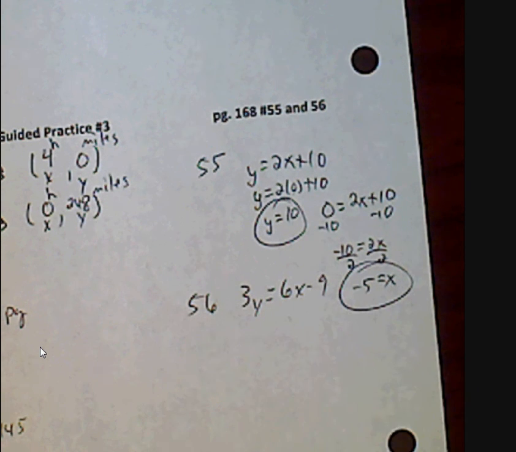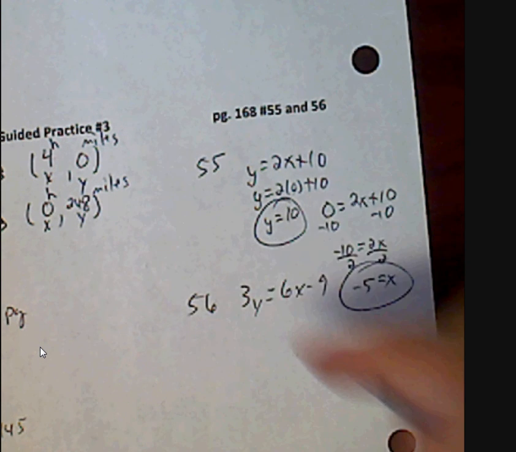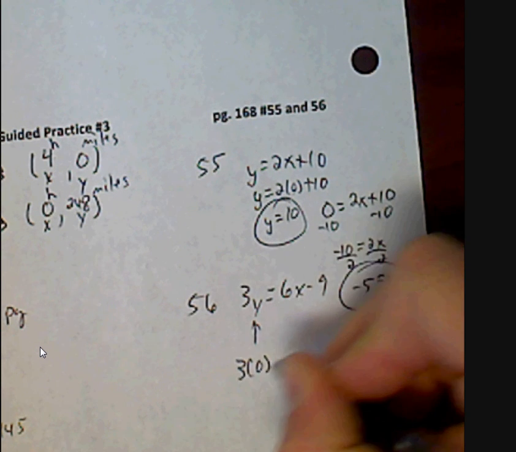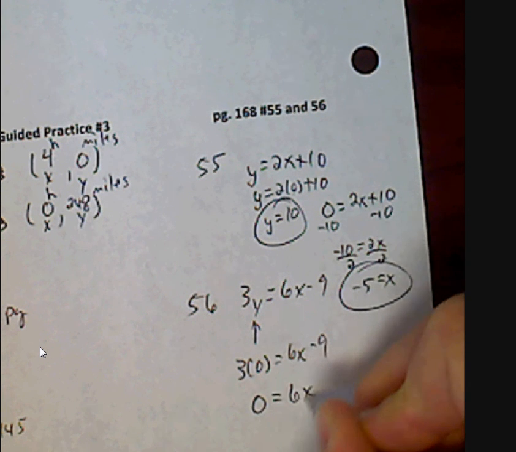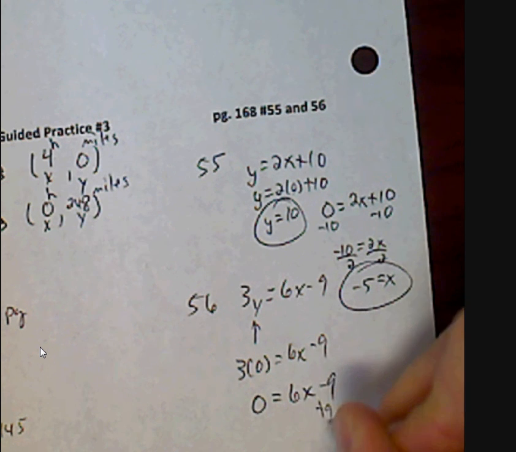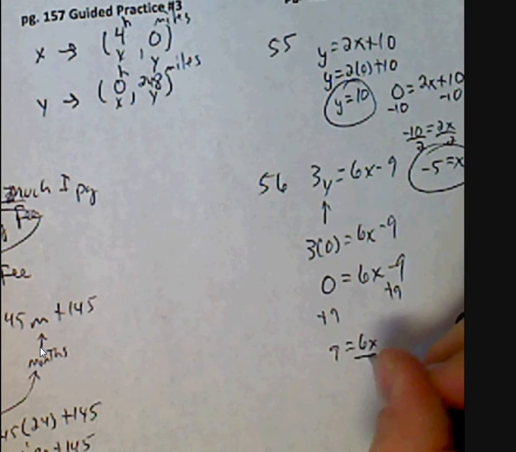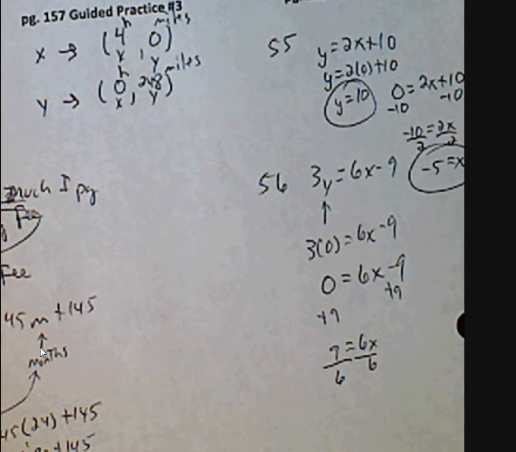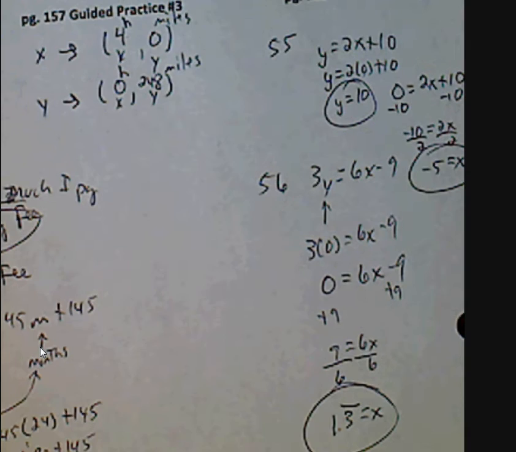Same thing for 56. Go ahead and pause the video and try if you haven't done 56 based off of what I just taught you. So if I plug in 0 for y, I get 3 times 0 equals 6x minus 9. This becomes 0 equals 6x minus 9. I would add 9 to both sides, so 9 equals 6x. Divide by 6. 9 divided by 6 would give me 1.3 repeating. So my x-intercept is 1.3 repeating.